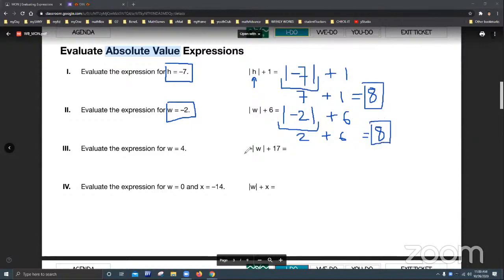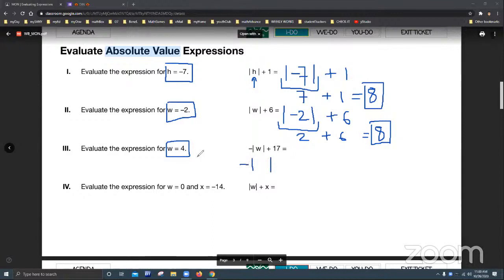Okay, so next one says, if W is equal to 4, what do you think the value for this one becomes? You have to be very careful this time. This time, the negative sign is outside of the absolute value bars. So you're not going to change that, and it's not affecting it.